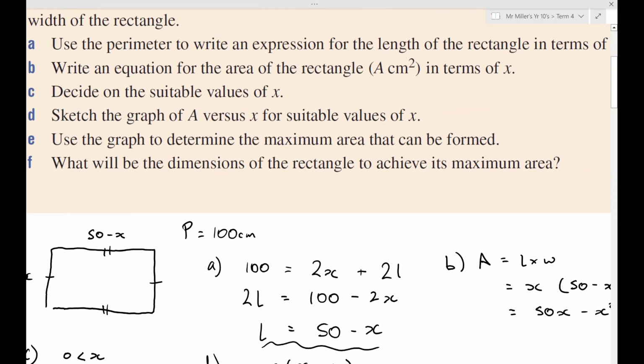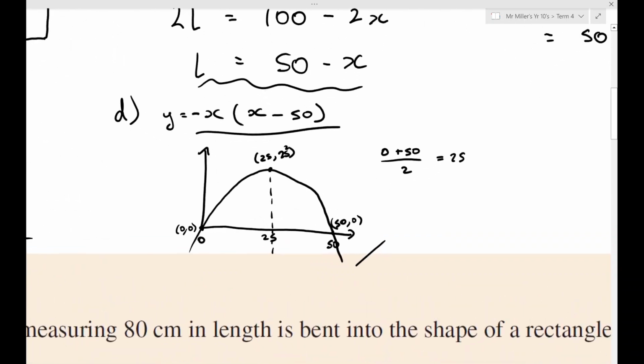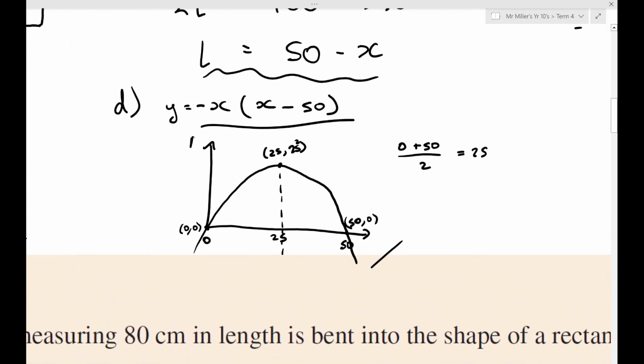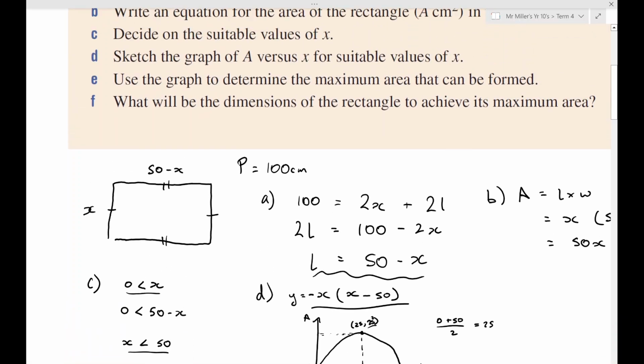Use the graph to determine the maximum area that can be formed. So we just saw that this was the axis A for area, and the maximum value that we see from this parabola is at this turning point up here. That's the highest we go along the A-axis. So the area at its highest point coincides with this turning point, which was an area of 25 squared.